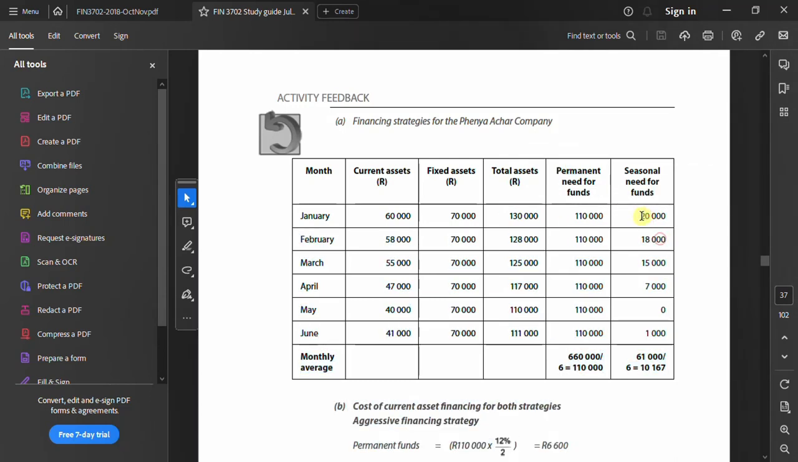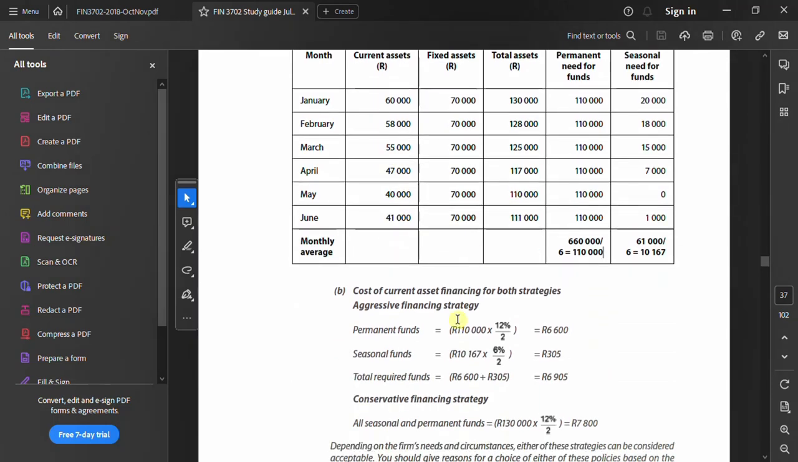If I'm looking at something like aggressive financing, let's see if we can find one here. Yes, here we go. Here's a good example. There's the current assets, there's the fixed assets, there's the total assets. See that?